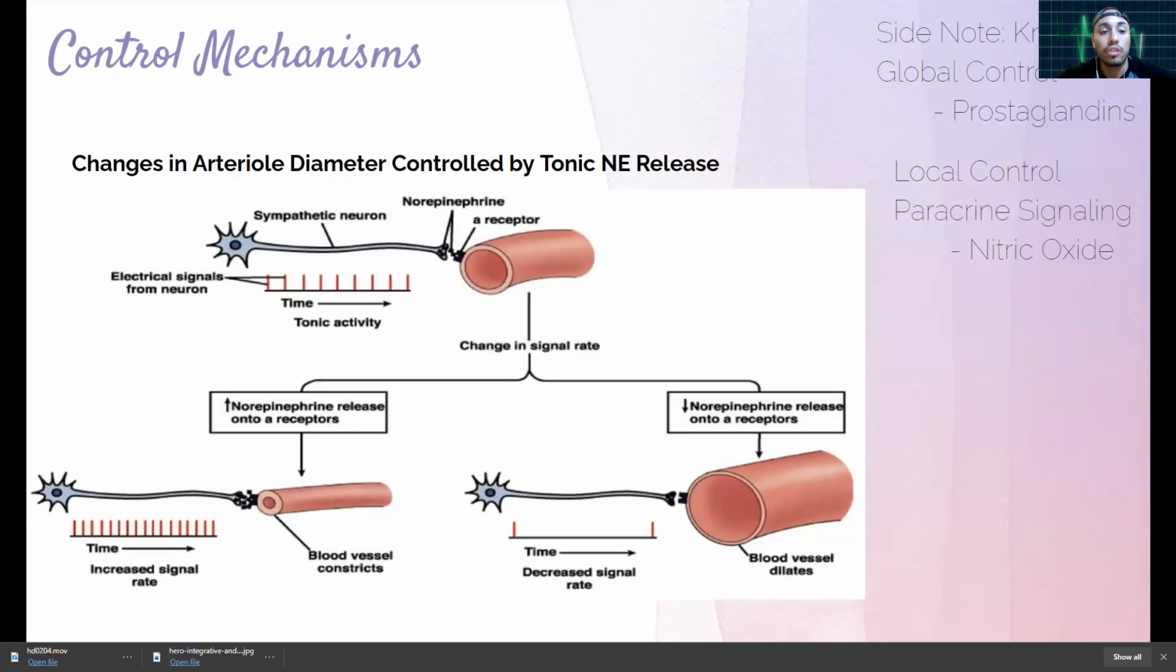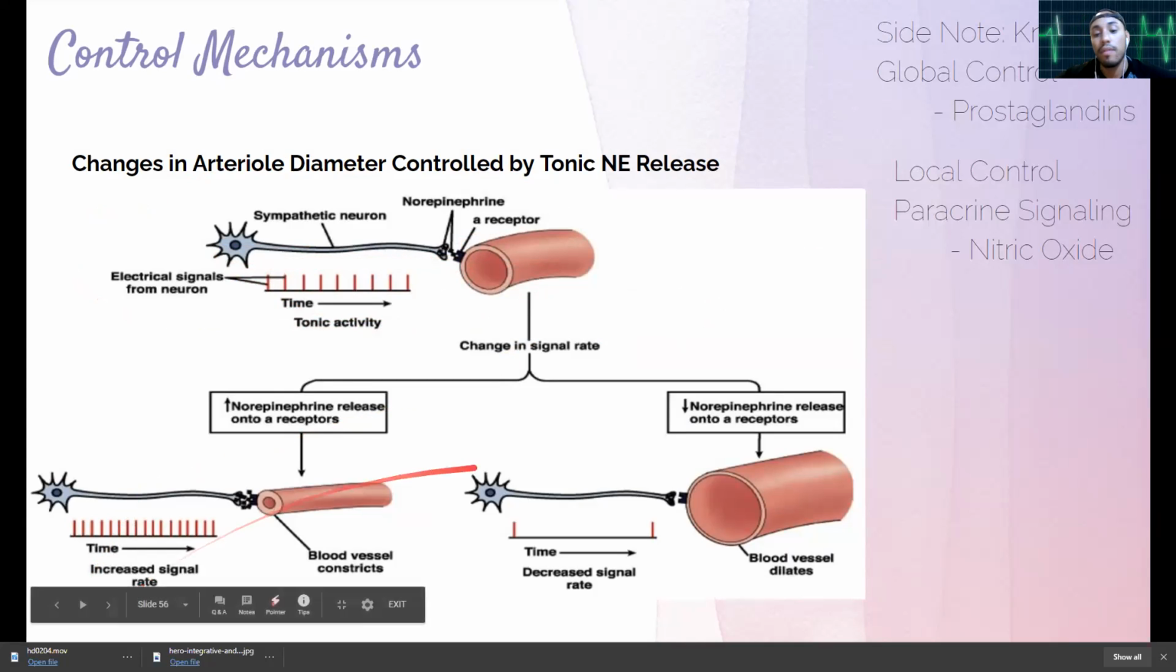Okay, so these are the control mechanisms. This is one that they talked about for a bit. I think Dr. Lutterschmidt was mentioning this. So essentially, tonic activity means that you have constant activity here, with norepinephrine constantly being released. But if you have more norepinephrine or less norepinephrine, these are going to determine your blood vessel dilation. So if you had an increase in norepinephrine, it'll constrict your blood vessels.